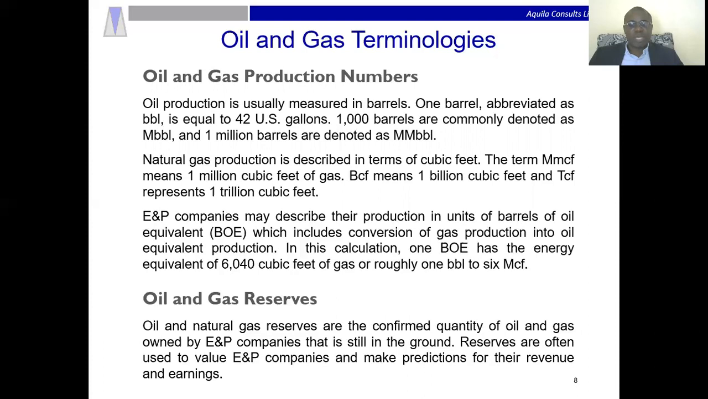Another thing we need to note in terms of terminology is reserve. What we call oil and gas reserve is the confirmed quantity of oil and gas owned by an E&P company, which is still in the ground. It means the oil has been drilled and you've estimated the quantity that can be obtained from that field. So that's known as the reserve.